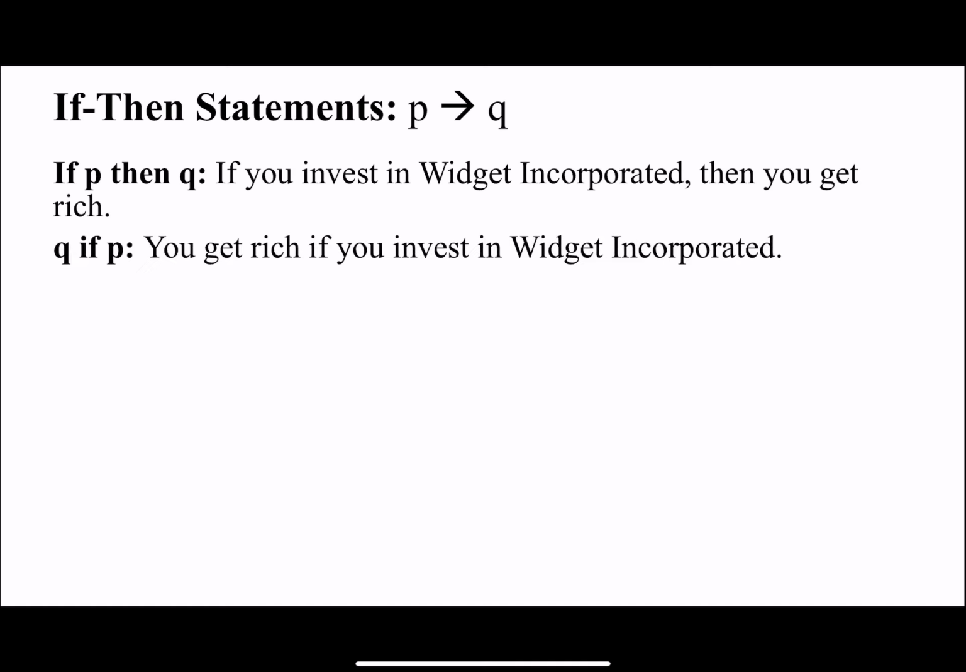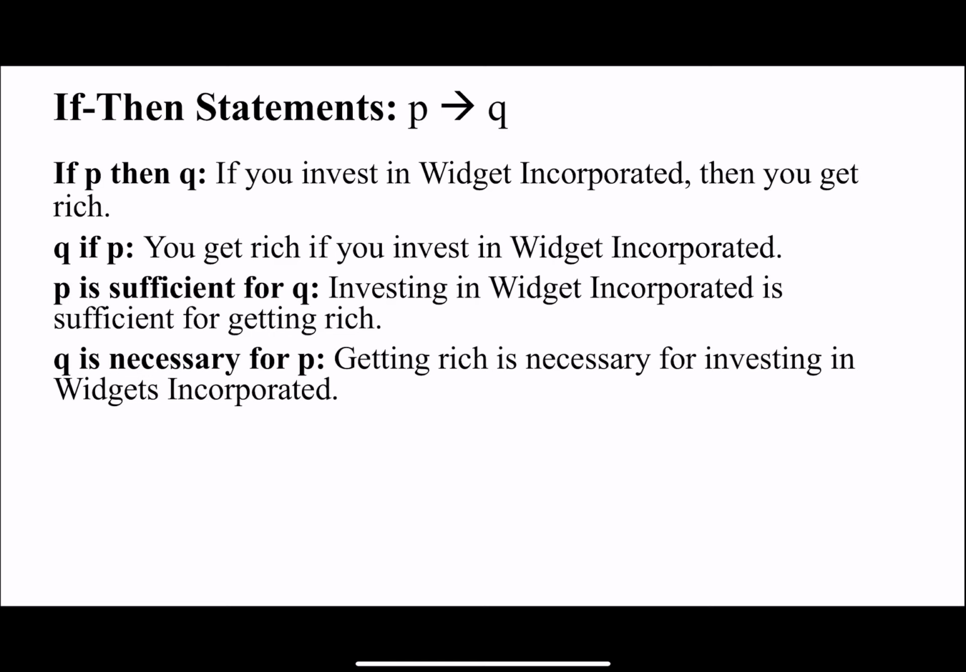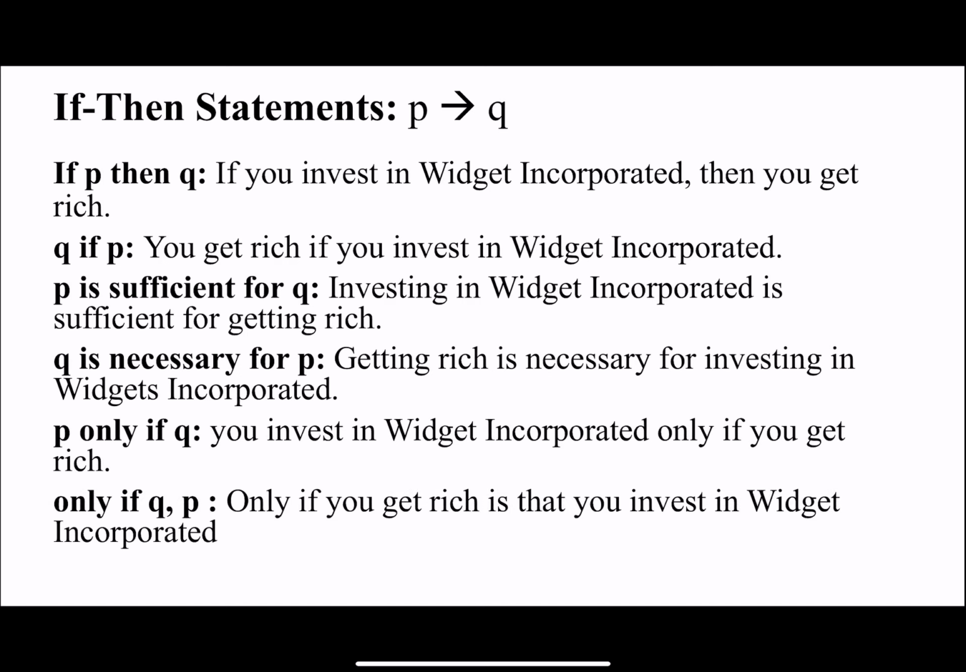Guys, there are different ways of mentioning a conditional statement. For example, we can say Q if P. You get rich if you invest in Widget Incorporated. It's exactly the same as the first one, okay? They're equivalent. So it's just another way of mentioning a conditional statement. Or you can say P is sufficient for Q, or you can say Q is necessary for P. So make sure that you're familiar with different forms of mentioning a conditional statement.